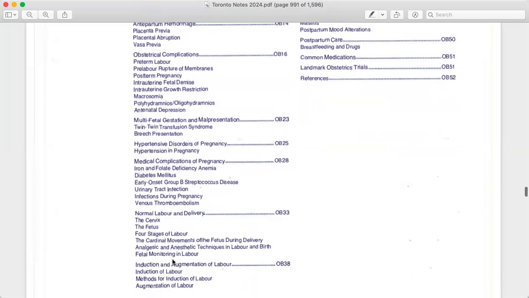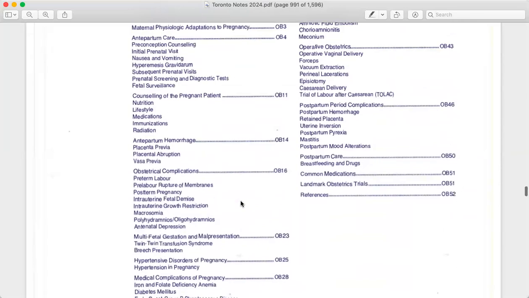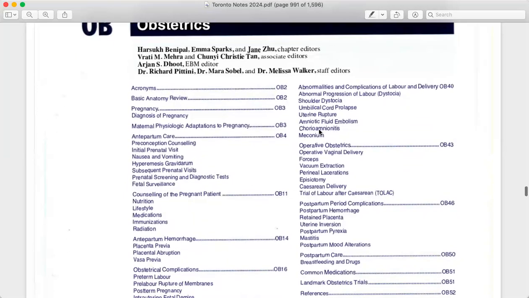Then venous thromboembolism, you can just read it. Then normal labor and delivery, more than everything here, the fetal monitoring in labor is kind of more important. And definitely the basic major steps in the normal delivery. I will let you know what you need to know. Then induction and augmentation of labor, because if the labor is prolonged, what are you going to do? Then all these abnormalities are important, especially the uterine prolapse, uterine rupture, umbilical cord prolapse, and the amniotic fluid embolism. These are important. Chorioamnionitis is important as well.